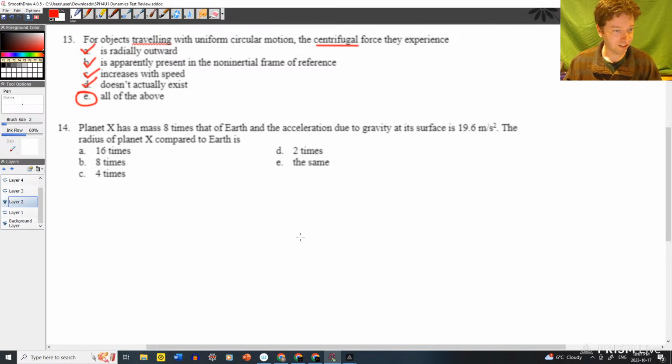All right. I know people don't usually like this, but proportionalities. Planet X has a mass 8 times that of Earth, and acceleration due to gravity is 19.6. You might realize that that is exactly 2 times normal, 2 times 9.8. So an acceleration due to gravity twice that of Earth. What is the radius of planet X?